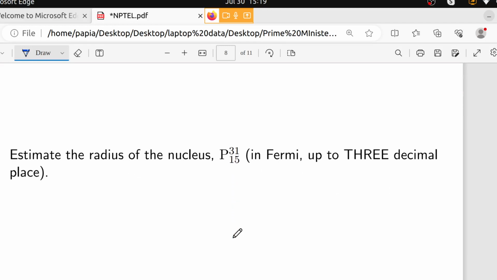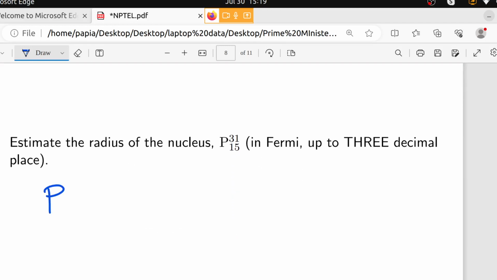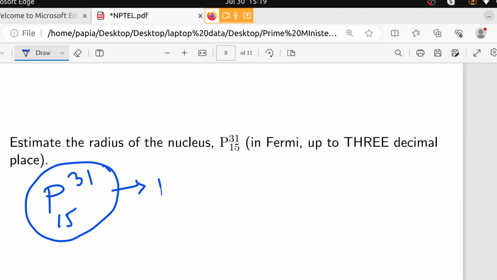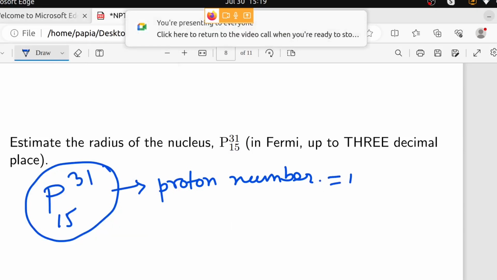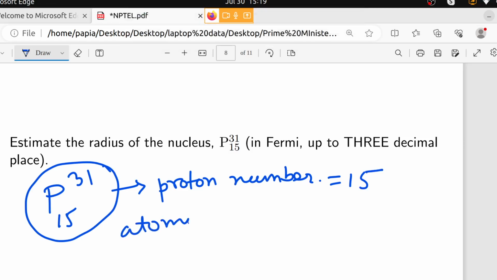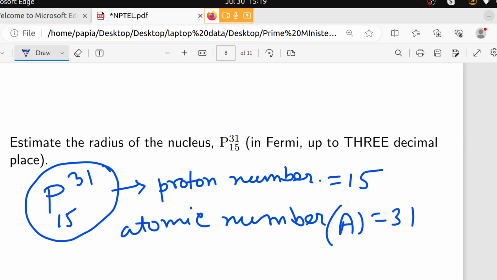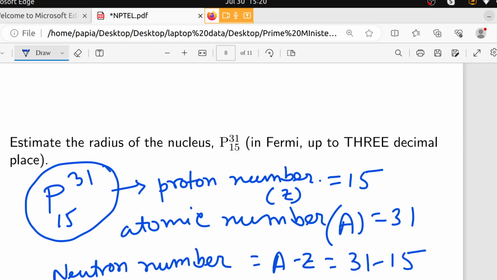So what is given here? They are asking about one nucleus, which is P-15-31. I will recall a little bit about the atomic structure and configuration of that nucleus. P-15-31 means my proton number is 15, and A, which is 31. The proton number is Z, and the neutron number is A minus Z, which is 31 minus 15, so 16.